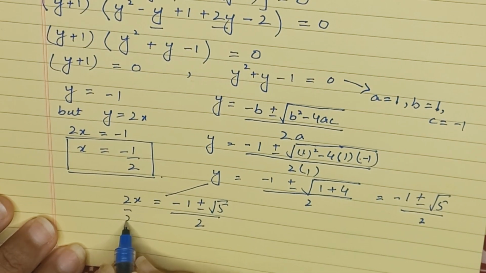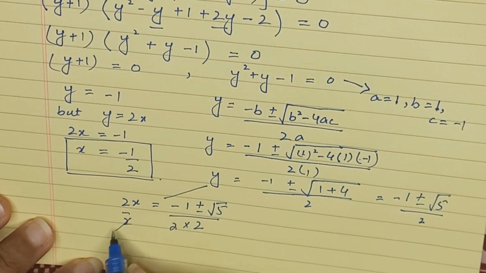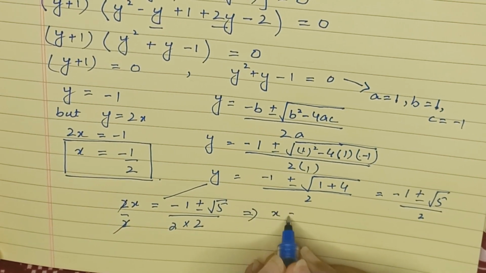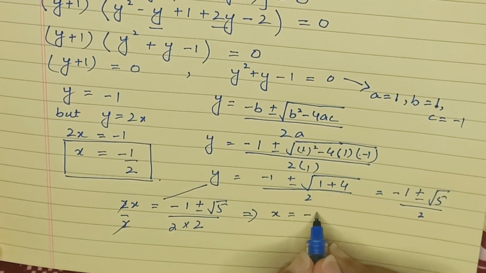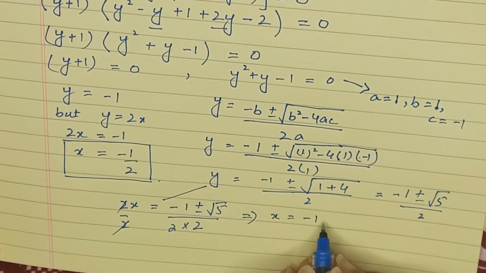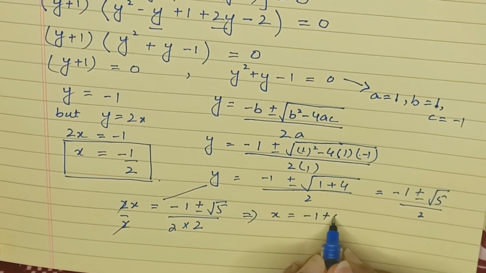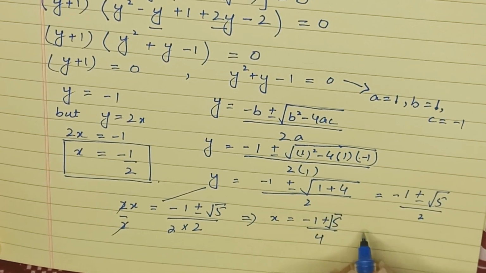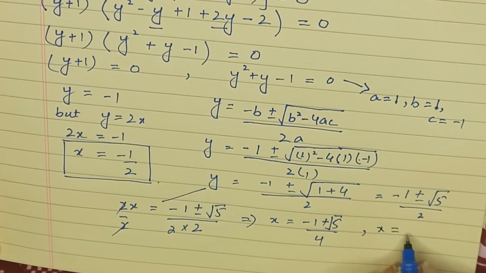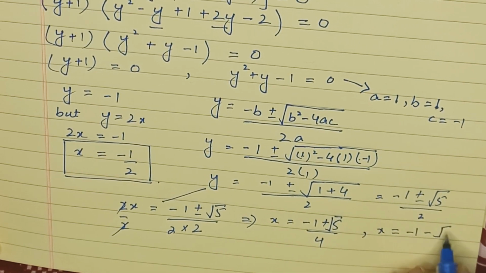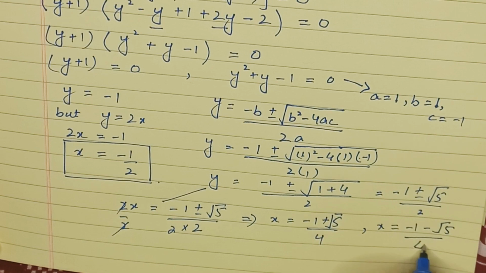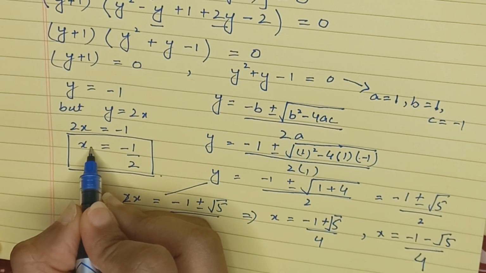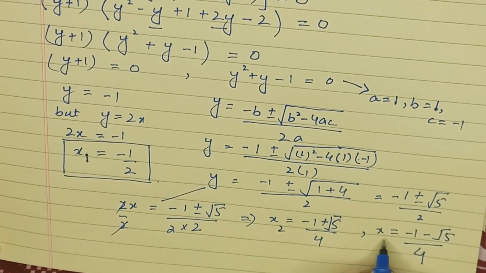Dividing 2 on both sides, we can write it as x is equal to minus 1 plus square root of 5 divided by 4, and x is equal to minus 1 minus square root of 5 divided by 4. So here we have three values of x, so it will be x1, x2 and x3.